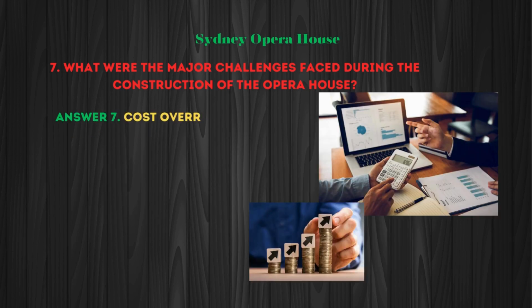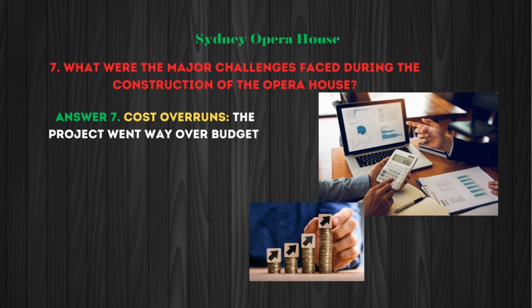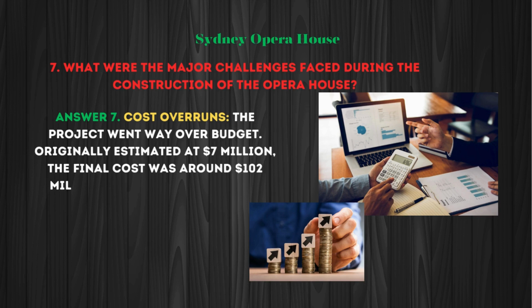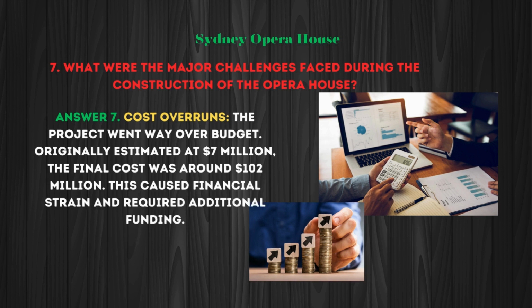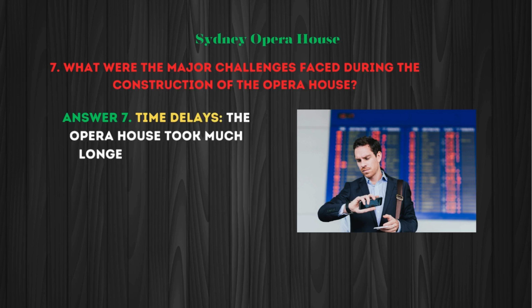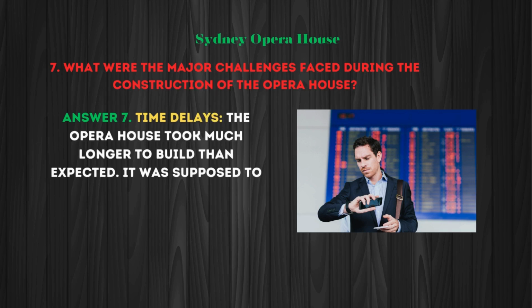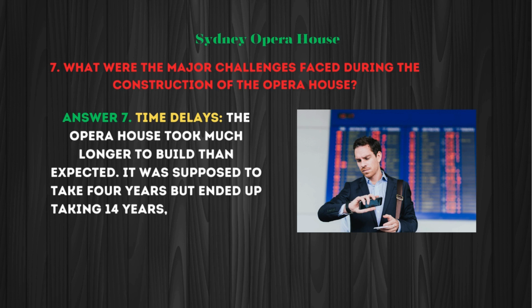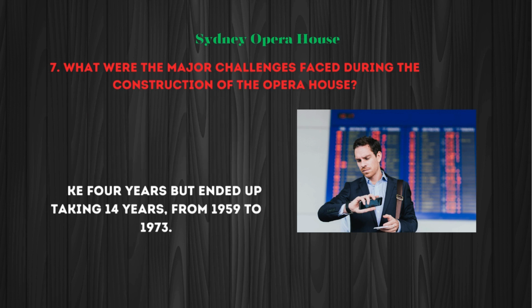Cost overruns. The project went way over budget. Originally estimated at $7 million, the final cost was around $102 million. This caused financial strain and required additional funding. Time delays. The Opera House took much longer to build than expected. It was supposed to take 4 years, but ended up taking 14 years, from 1959 to 1973.